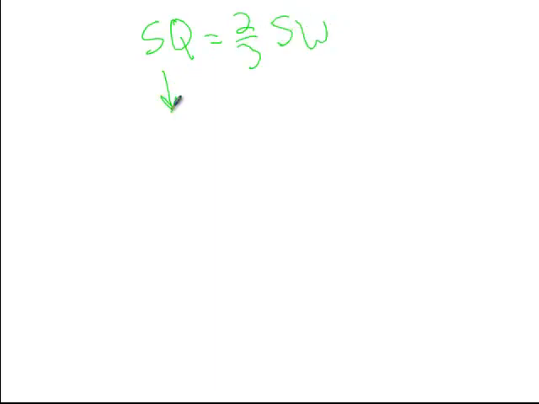We've substituted 8 for SQ because we know that SQ equals 8. And we just drop down everything else that we didn't use. Now I can use my algebra to solve for this. And I'd find out what SW is. Now, how do I get rid of this fraction?